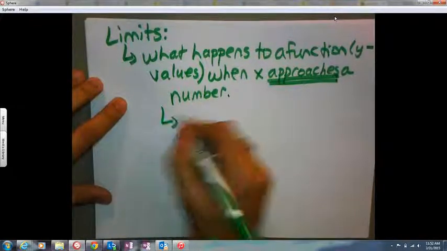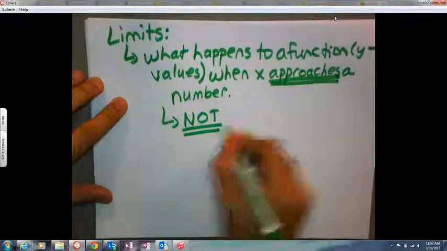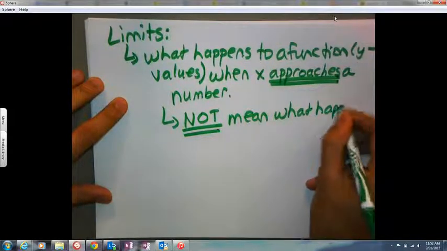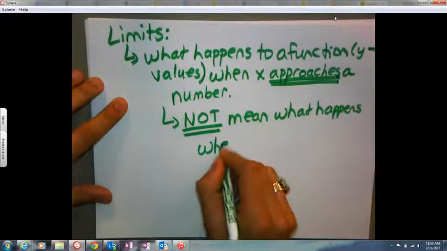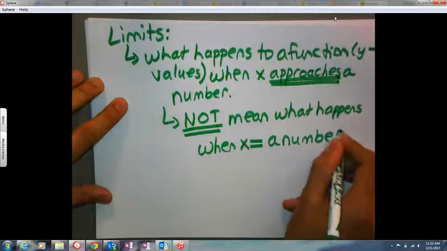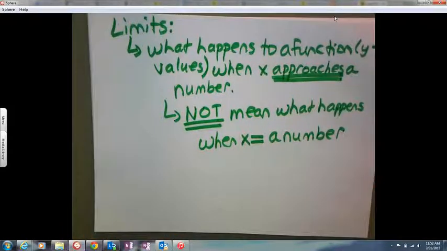I'll be very specific. This does not mean what happens when x equals a number. What I'm talking about is this, approaching a number. I am not talking about this. Approach, not actually touching the number.